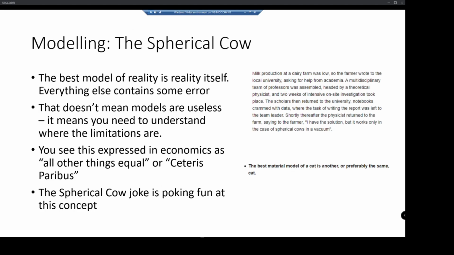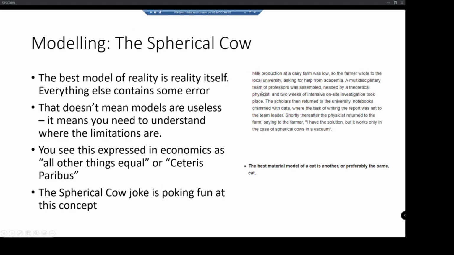And basically what the joke here is that, in terms of understanding commodities, you use models basically to do it. The problem is that models are never perfect. And that's the joke here with the spherical cow, is that this model that the physicists had come up with is clearly not suited to the farmer's situation, because you can't get spherical cows in a vacuum. So there's no point in that model.